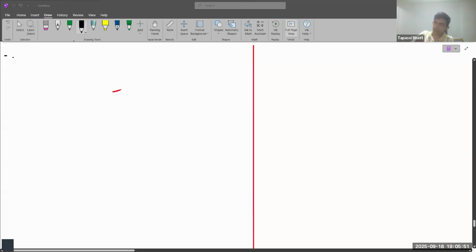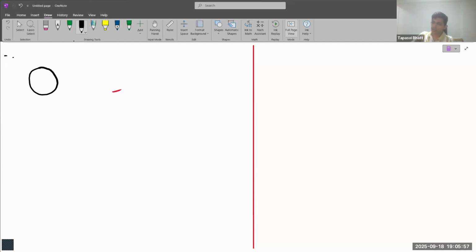Okay, so let me draw. Let's say this is a ball, and at the center, the temperature is, let's say, 100 degrees Celsius. Outside, T infinity is, say, 10 degrees Celsius. Although such a temperature is not there in Singapore, in some places, at least the place where I come from, temperature goes even below 10.